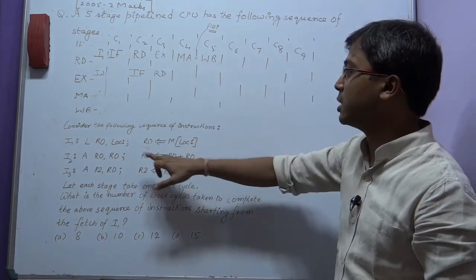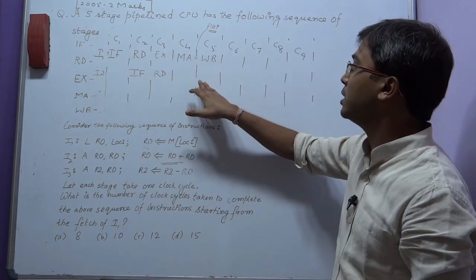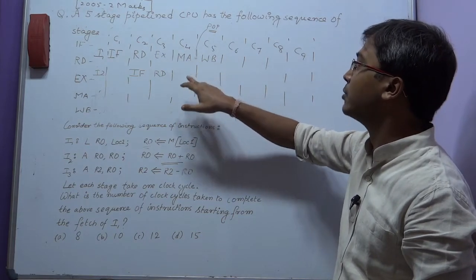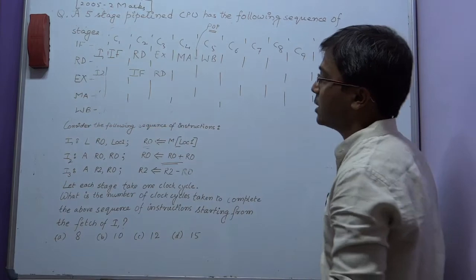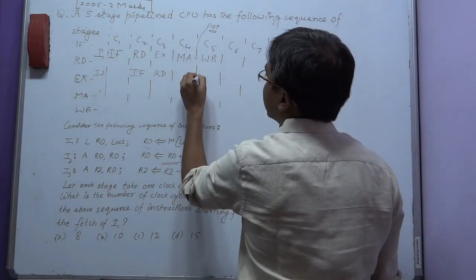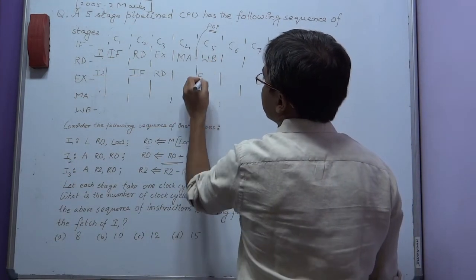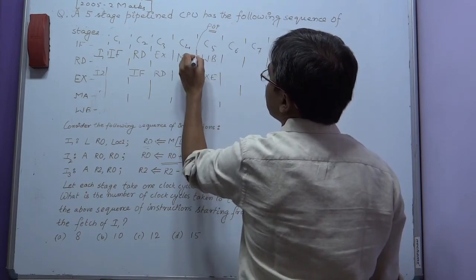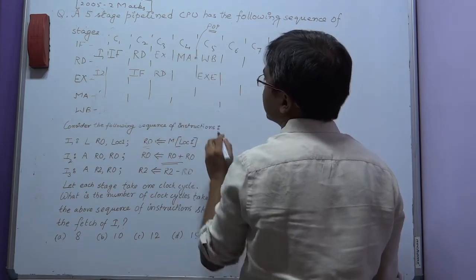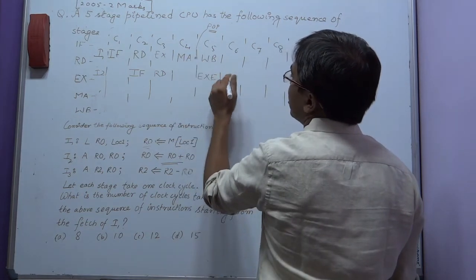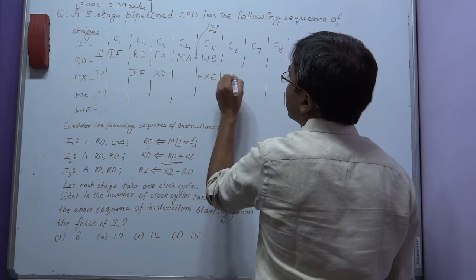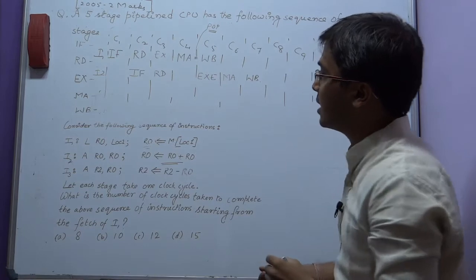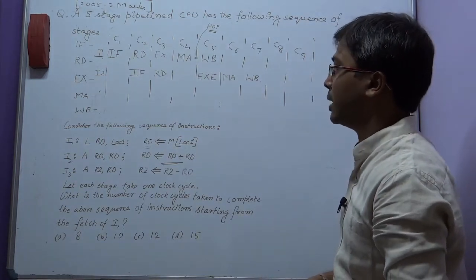So the execution stage of I2 needs to wait only till this value is produced, and after that it can be scheduled. So the execution stage of I2 can be scheduled at this point, that is in the cycle C5, because its dependency on the new value of R0 has been met. Followed by the memory access stage, followed by the write back stage. So in cycle C7 I2 would complete its job and leave the pipeline.